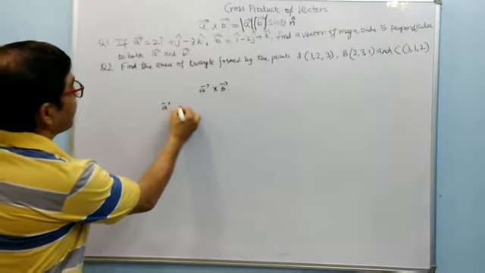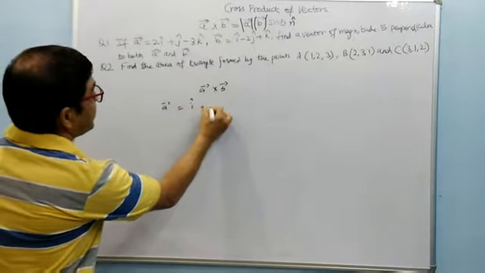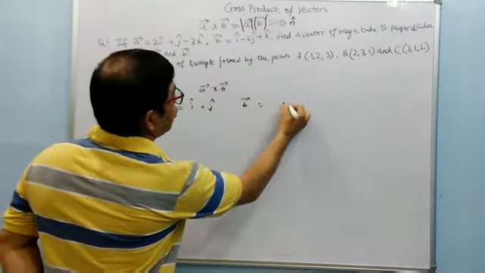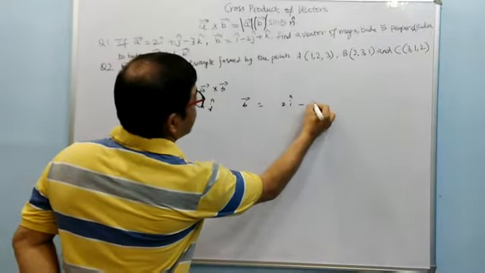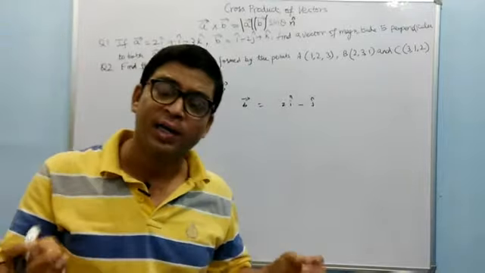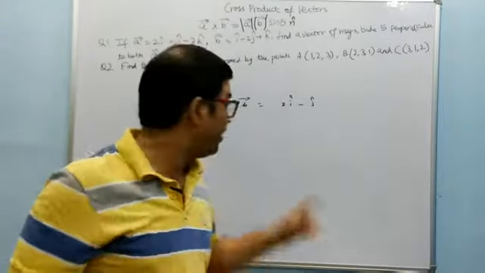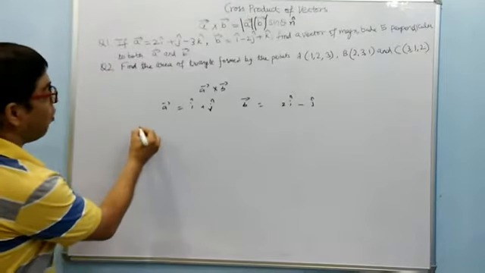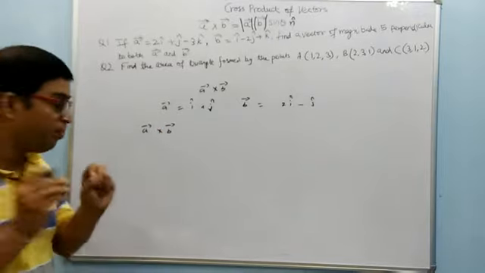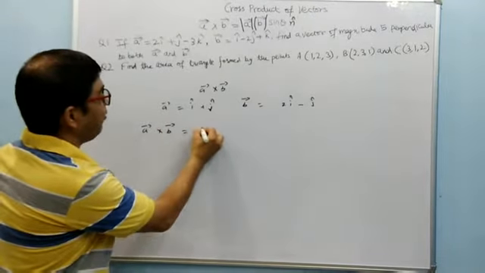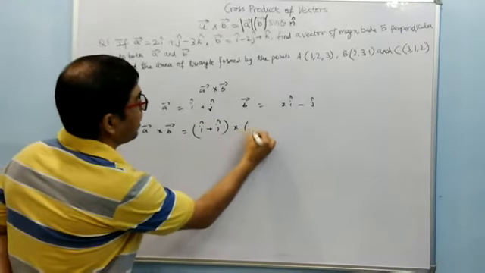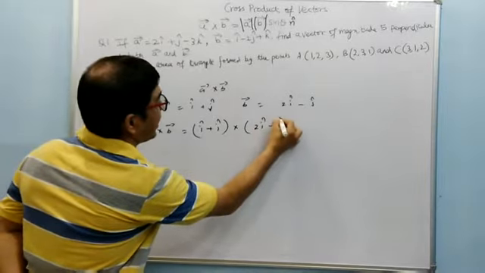Suppose two vectors are given. Vector A is i cap plus j cap. Vector B is 2i cap minus j cap. So if I have to find a third vector which is perpendicular to both vector A and B, what we will be doing? We will be just finding A cross B, which will give a third vector.